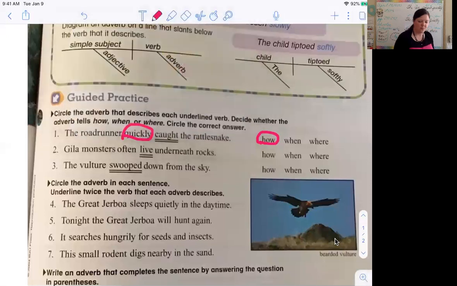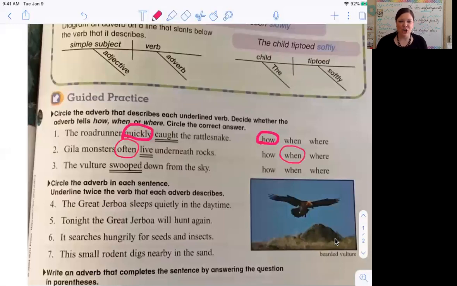Number 2, here we go. Gila monsters often live underneath rocks. Live is our action verb. Well, how do they live? I don't think it tells us. When do they live? They live often. Often is telling us when the living is taking place. Okay. Let's look at number 3.